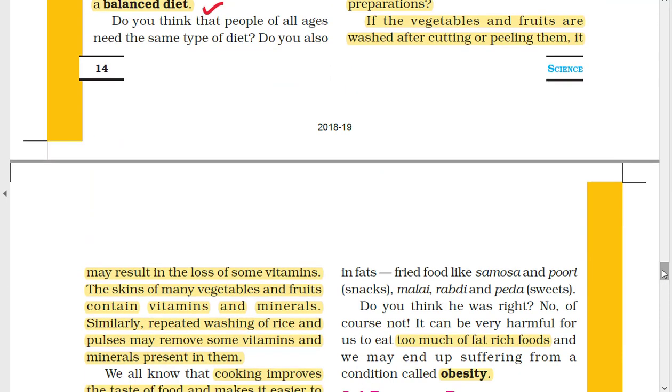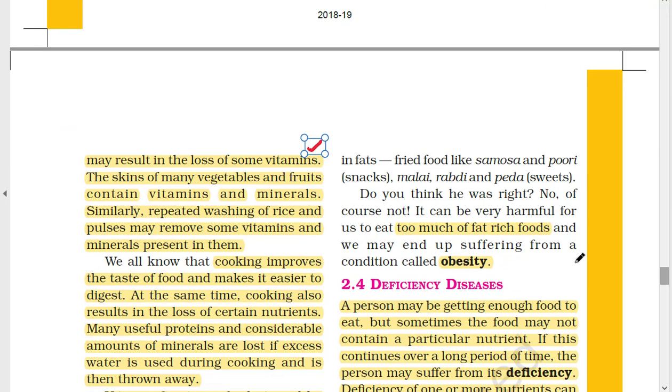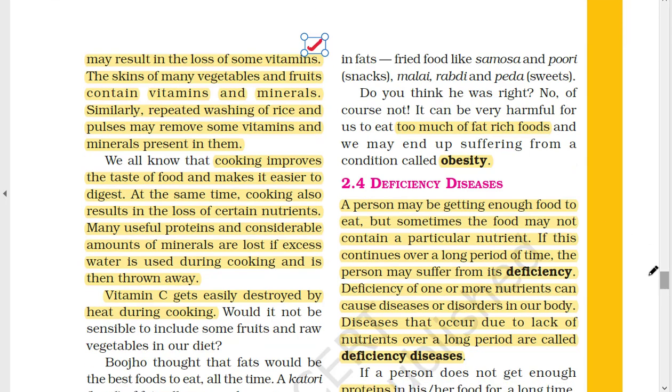Now one important fact is that nutrients get lost in the process of cooking and preparation. For example, when we peel the vegetables after washing them, it may result in the loss of some vitamins. The upper skin also contains some vitamins and minerals, and therefore we should peel only a very thin layer of the skin of the fruits and vegetables. Apart from that, if we repeatedly wash the food products, it again may result in the loss of vitamins and minerals.